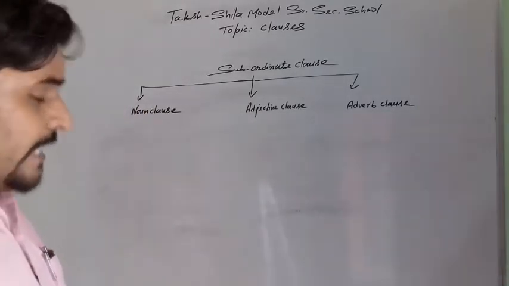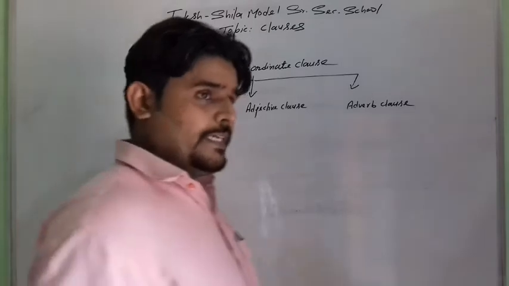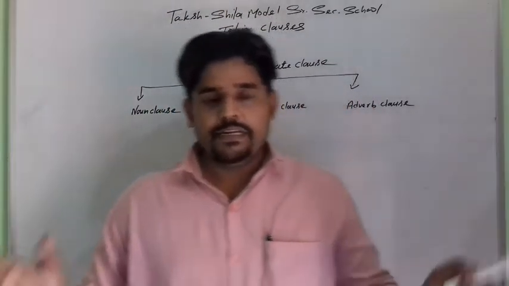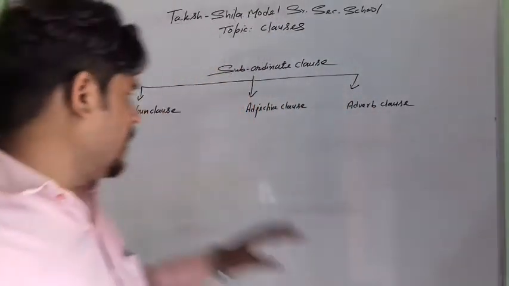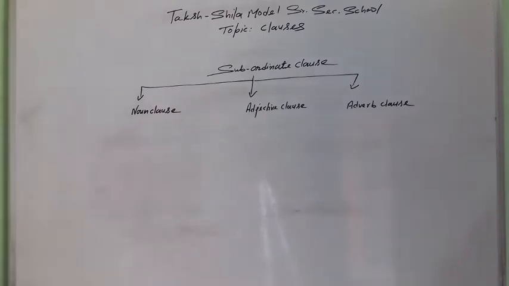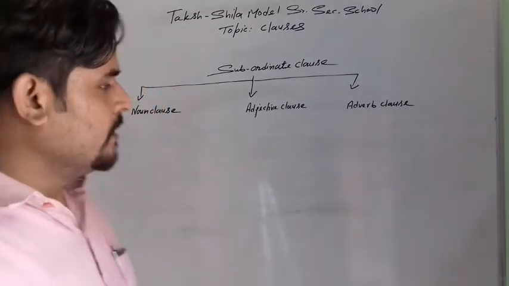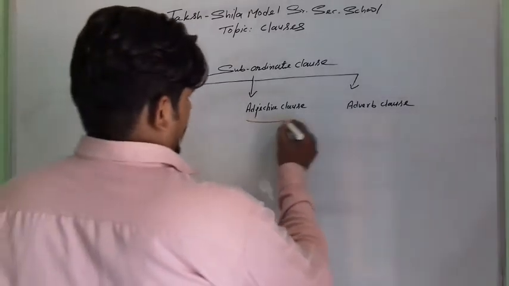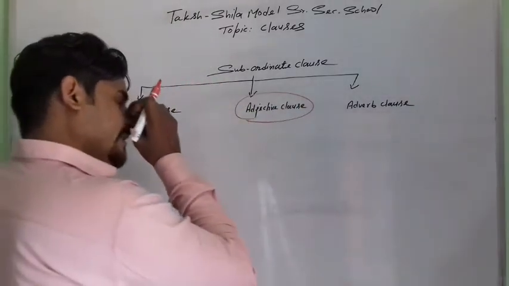What is adjective clause? An adjective clause is a group of words that has its own subject and predicate and it does the action of an adjective. Jaise ki noun clause ek noun ka action karta hai, similarly adjective ka action karta hai. Now what is an adjective? Adjective kya hota hai?